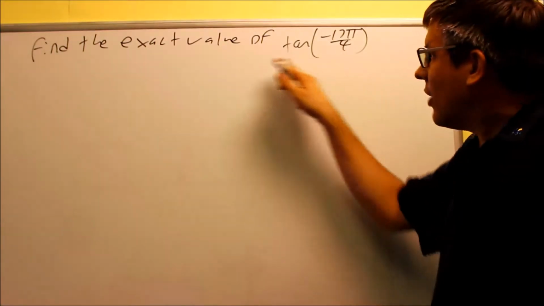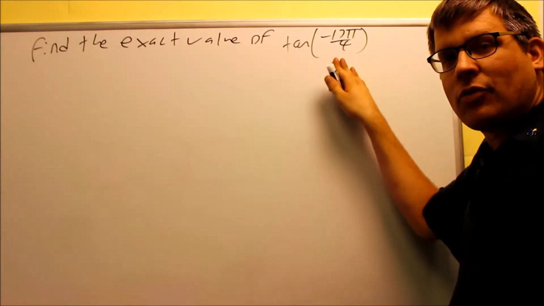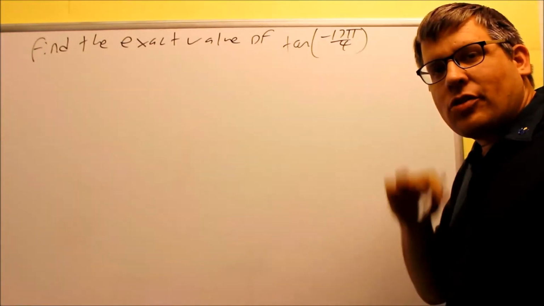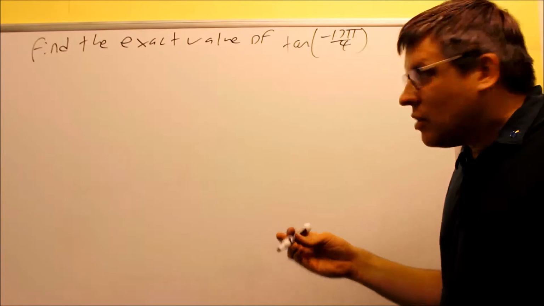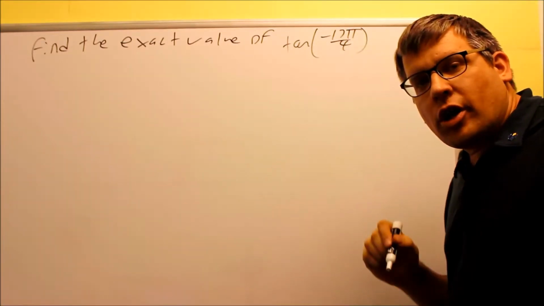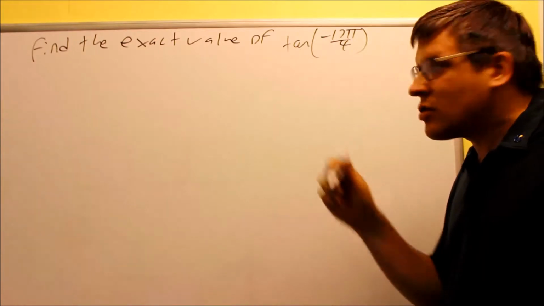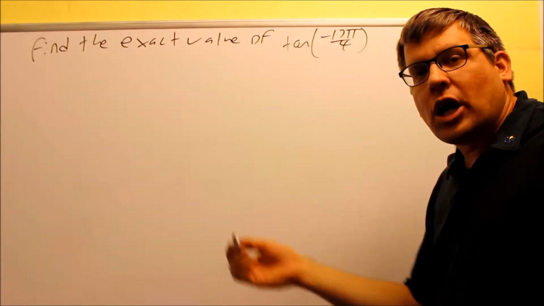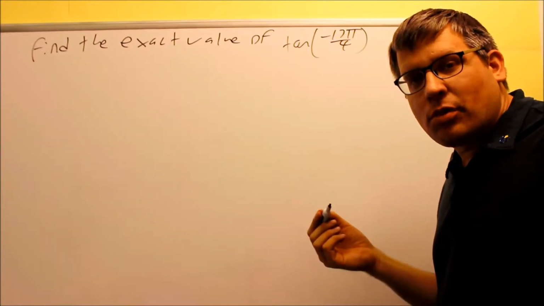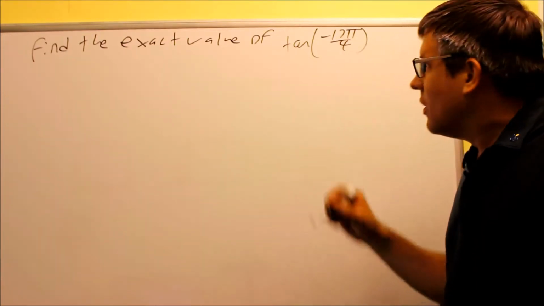I'm going to find the exact value of tangent of negative 17 pi over 4. Now in the previous problem we looked at, I did the whole problem in terms of degrees. So now I'm going to do the whole problem in terms of radians to show you could do it either way. In the notes, I actually changed this over into degrees and did the whole problem in degrees. I'm going to show you that you could also do the same process all in radians.